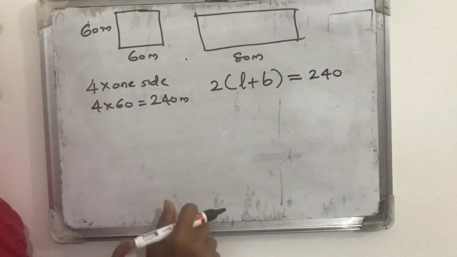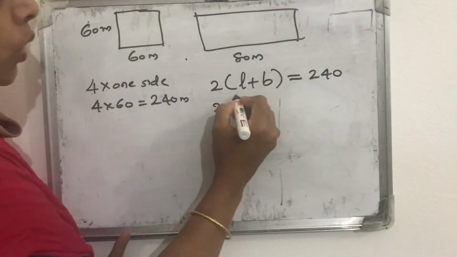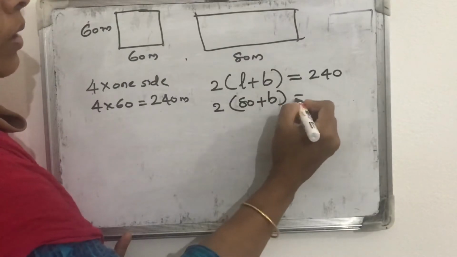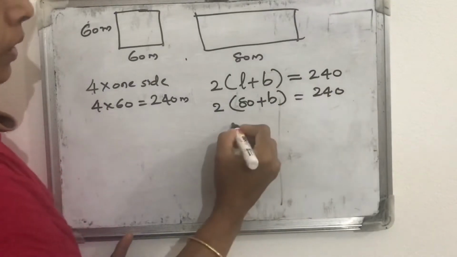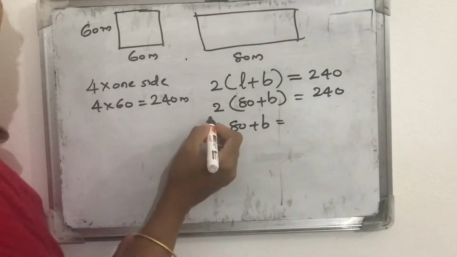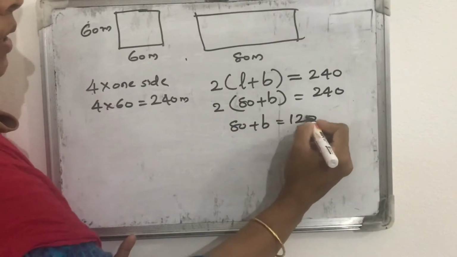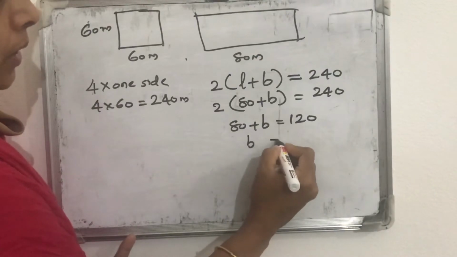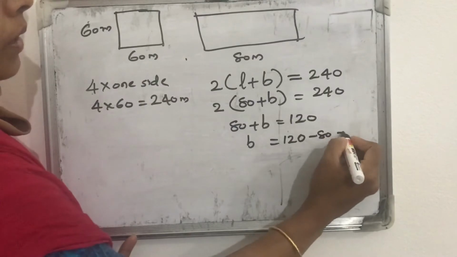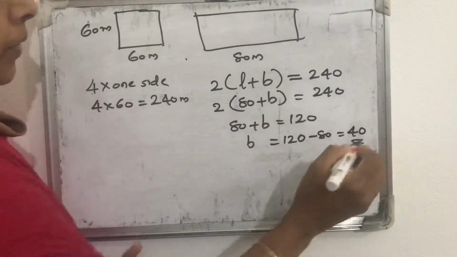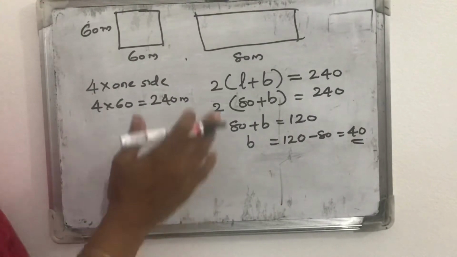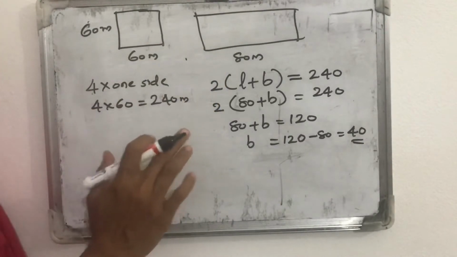We want to find out the breadth. So substitute the value of the length: 2 into 80 plus breadth equals 240. So 80 plus breadth equals 240 divided by 2, that is 120. That means the breadth is equal to 120 minus 80 equals 40. So we now got the breadth of the rectangle as 40, and the length we already know, 80.